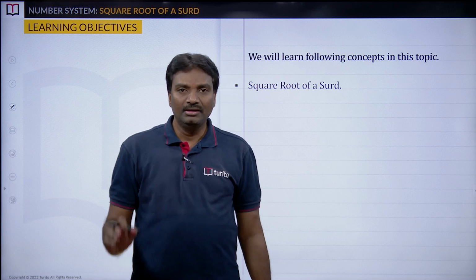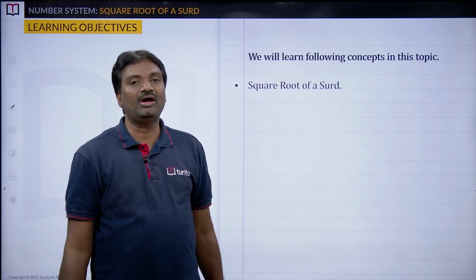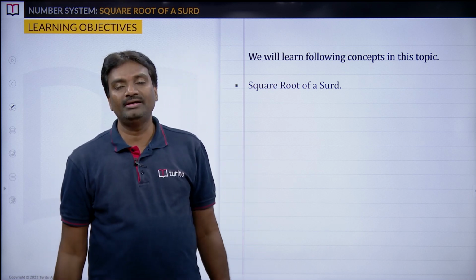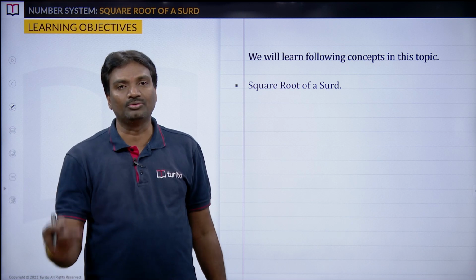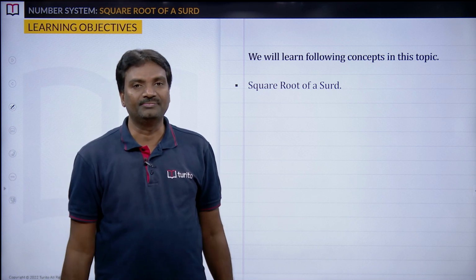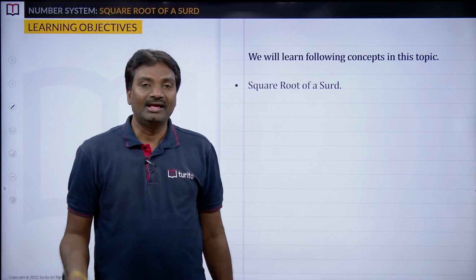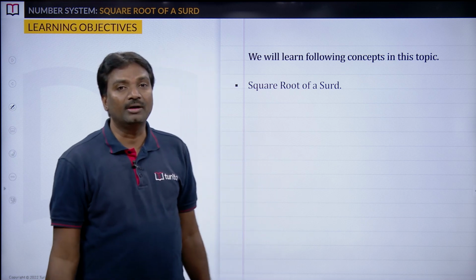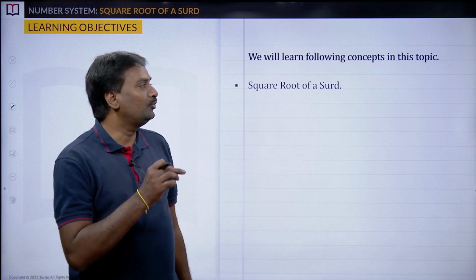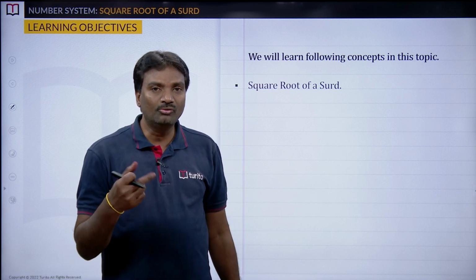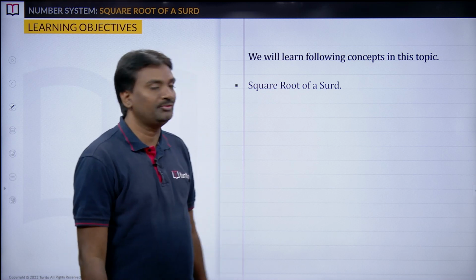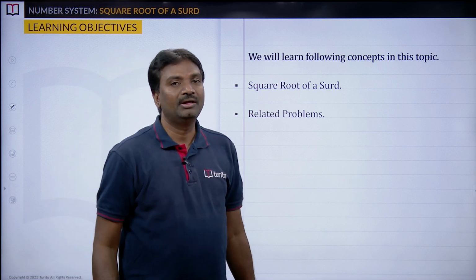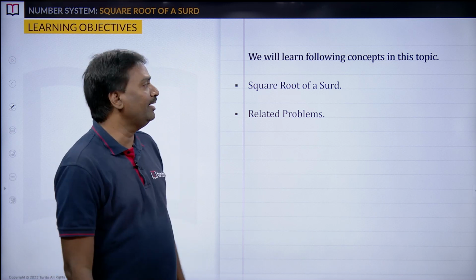When a perfect square is given, in 8th standard we have the chapter squares and square roots. In that chapter we know how to find the square root of a number. For example, root 4 is 2, root 16 is 4, root 100 is 10. Just like that, when a surd is given, how can we find the square root of that number? We are going to discuss how to find the square root of a surd in today's topic. After that we can discuss some problems related to square root of a surd.